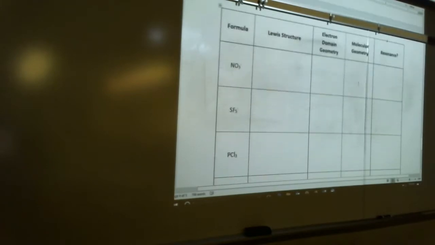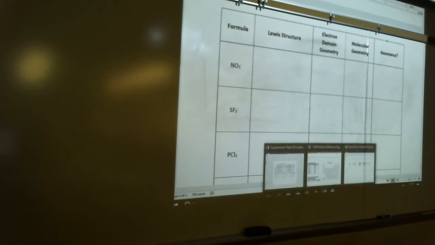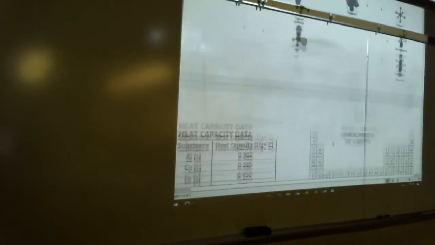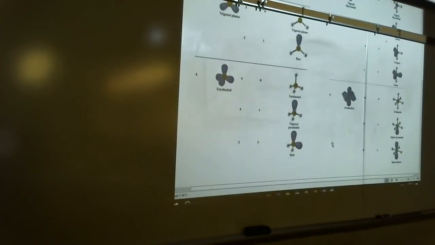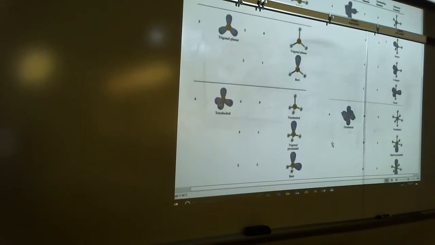All right, complete the table. Now, if you're looking at the reference page, I do give you the geometries. Just like on exam 1, which this was from, I'm not going to make you memorize the geometries as long as you can apply them, okay? And that's what I'm looking for you to be able to do. So just so you know.